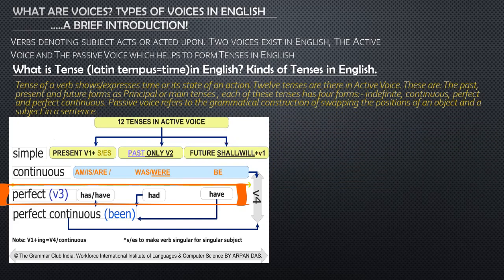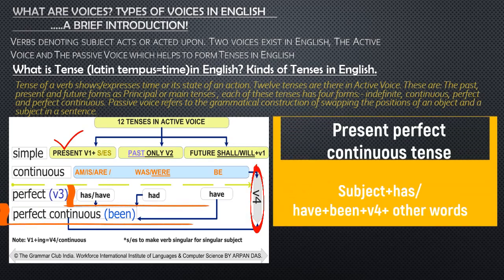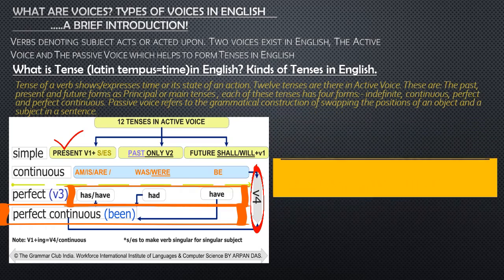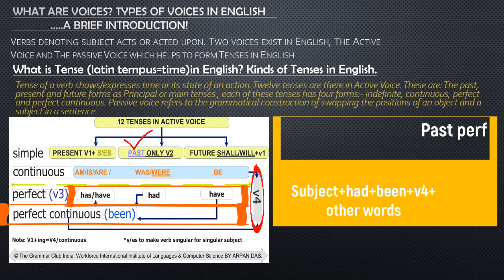For present perfect continuous work stream, we have present perfect continuous with tense structure as subject plus has or have plus been plus V4 plus other words. For past perfect continuous verb stream, we have past perfect continuous with tense structure as subject plus had plus been plus V4 plus other words.